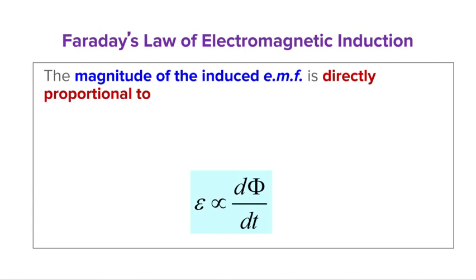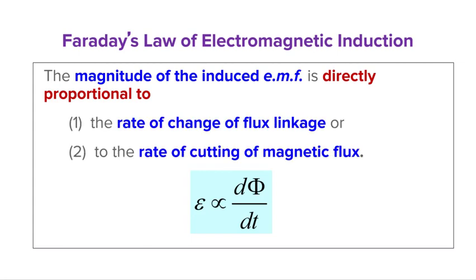Faraday's law sums the results up and states that the magnitude of the EMF induced is directly proportional to the rate of change of flux linkage or to the rate of cutting of magnetic flux. When written in equation form, it gives E proportional to dΦ/dt, where dΦ represents the change in flux linkage or amount of flux cut. Although there are two forms of statement, they are often equivalent, which I will illustrate shortly.